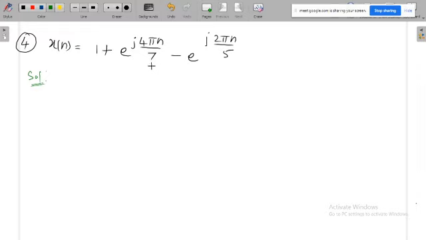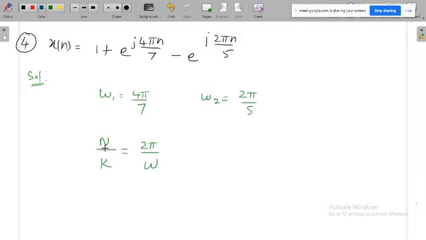This is the discrete signal. We will calculate the period of each part separately. Omega 1 is equal to 4 pi by 7. Omega 2 is equal to 2 pi by 5. What is the general procedure to calculate the period? N divided by k is equal to 2 pi divided by omega. This is the general formula to calculate the period of the discrete signal.